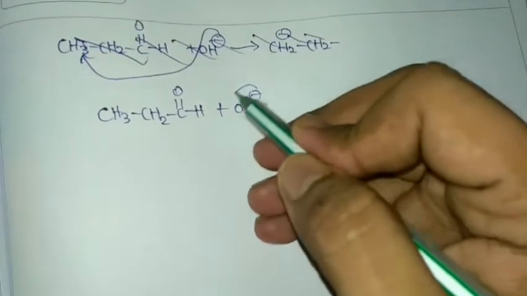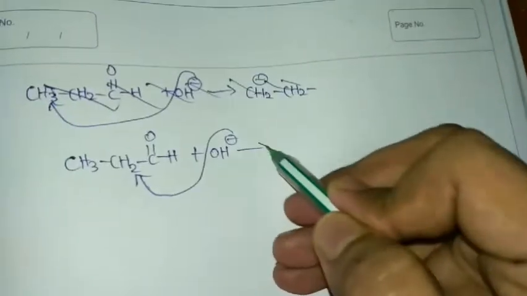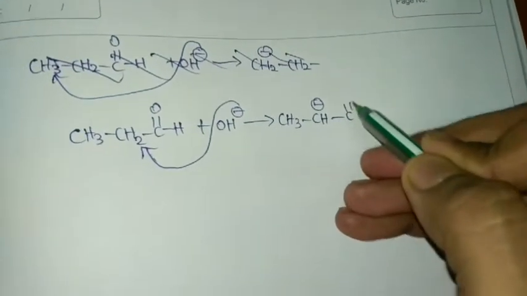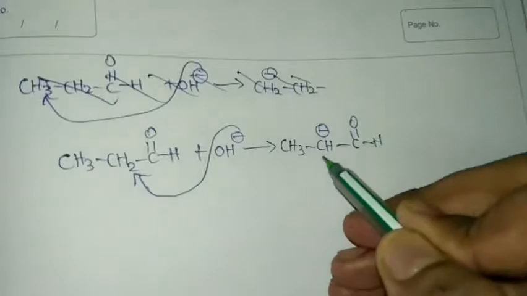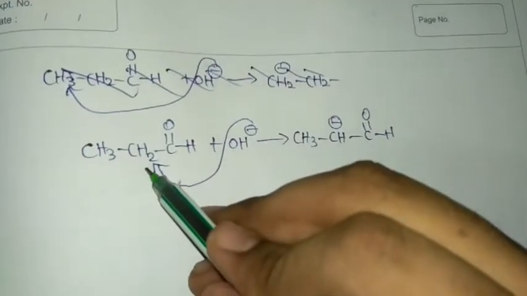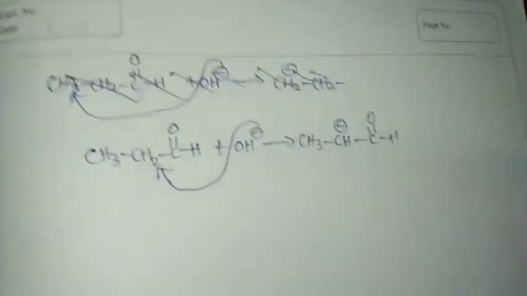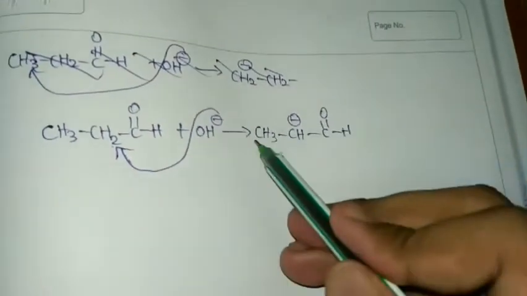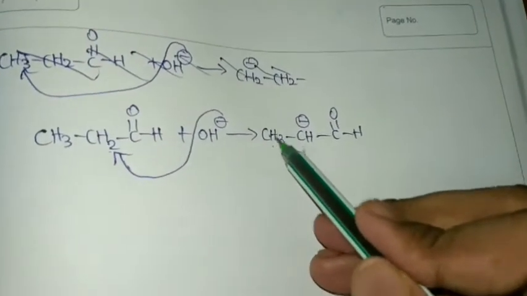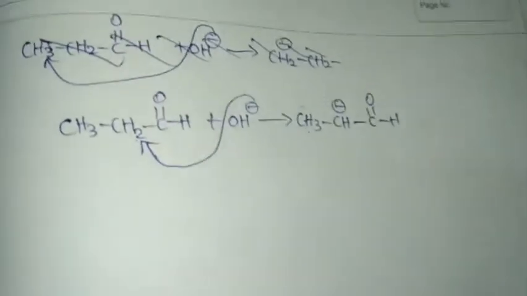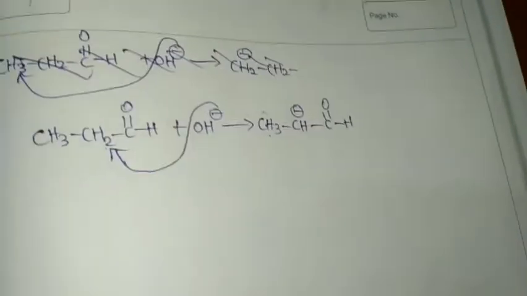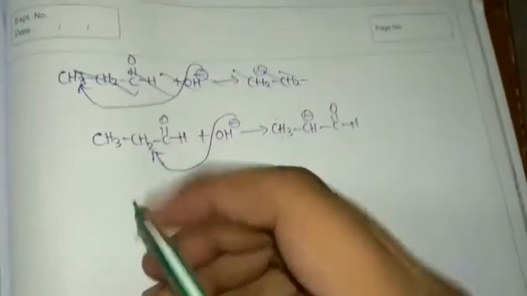So the OH minus attacks this carbon to form CH3 CH minus C double bond OH. This anion so formed from this removal of hydrogen is a conjugate base, right? This conjugate base is stable due to resonance. If you remove hydrogen from here, we form CH2 minus, which is not stabilized by resonance. So we only form this product. You have to be very careful while doing that.